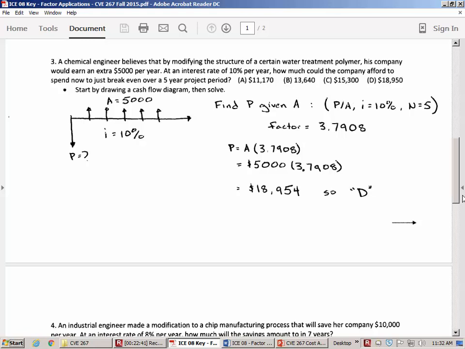The interest rate is 10%, so you can see here I've drawn it below the line just because that's where the space was available. When you do the cash flow diagrams, you should be sure to include the interest rate. And P equals question mark. We don't know what the present value is yet because we haven't solved it. So you can summarize this problem as shown here, P/A. Find P given A at 10% interest, N equals 5.